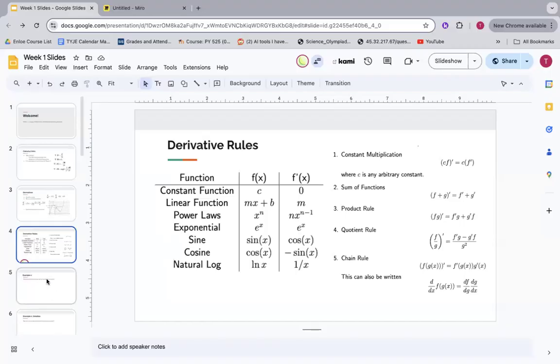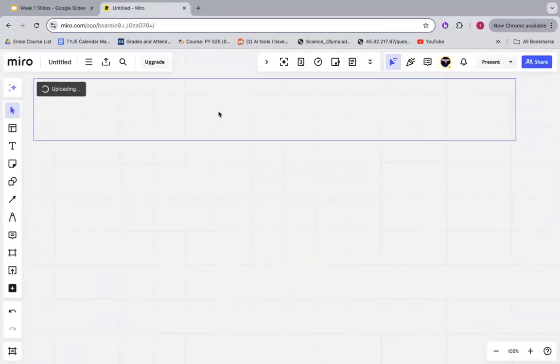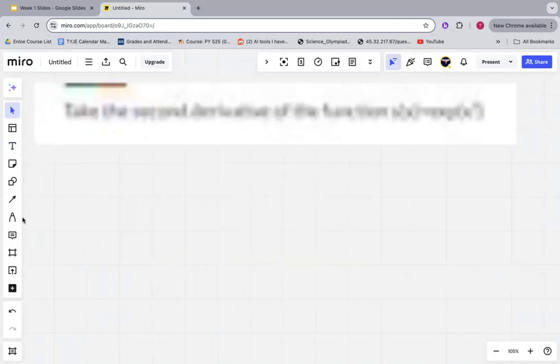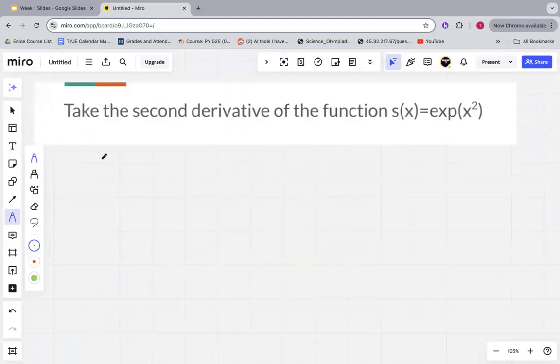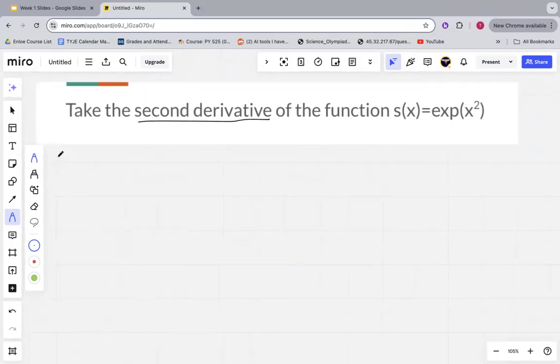Okay, I'm going to switch back and forth between tabs. Sorry, I was intending to do this on the slide itself, but we're going to do it over here. If you didn't catch all the rules, I'm going to explain them, so don't worry. We're taking the second derivative. There's nothing special about that: the second derivative is just the derivative of the first derivative. So the first step is to find the first derivative. There's no way to get to the second derivative without it.